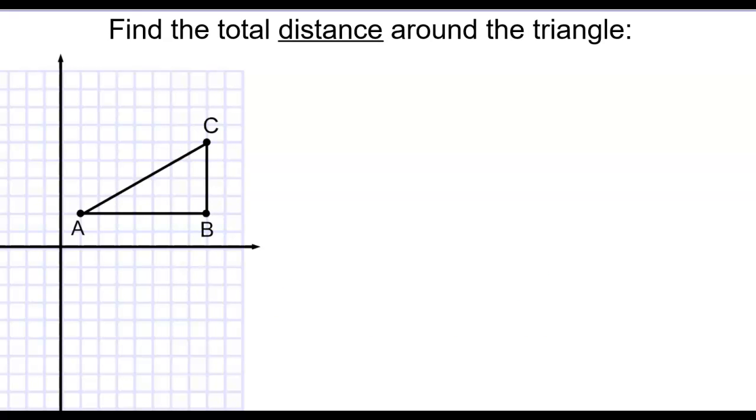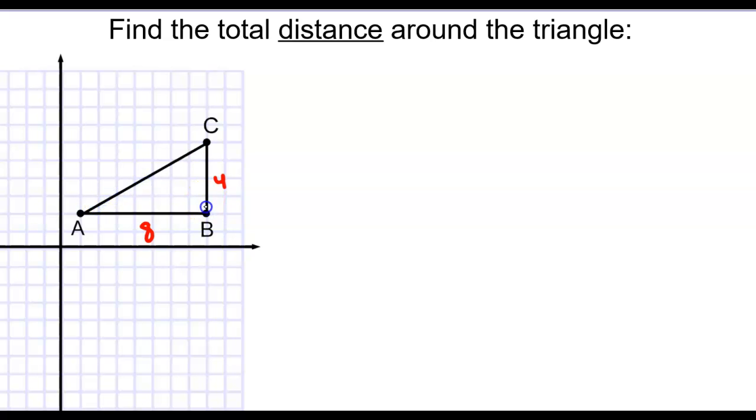Okay. Find the distance around the triangle. Distance means how far. So what is the distance around this triangle from A to B to C back to A? Count the distance: 1, 2, 3, 4, 5, 6, 7, 8. This is 8. 1, 2, 3, and 4. But what about this diagonal right here?